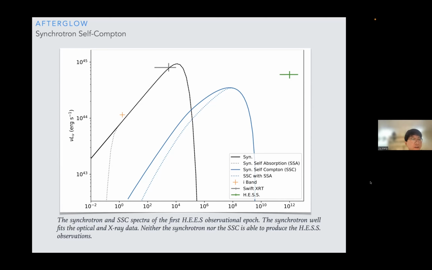We also noticed that the HESS team, in their paper, expressed a similar conclusion: that the traditional afterglow model, including SSC, does not explain the observation. And they expected a multi-zone emission model. We are using a multi-zone emission model, but we haven't developed it for this high energy emission.